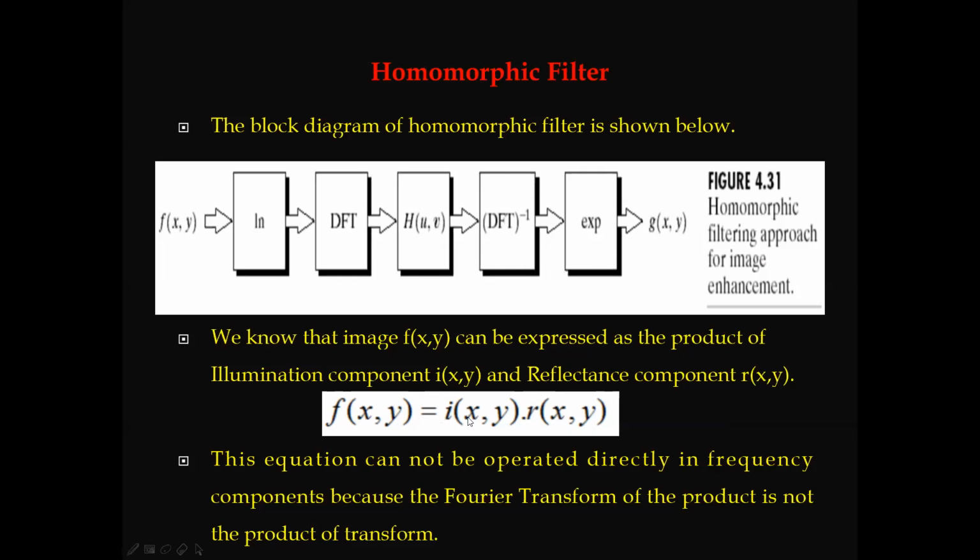So f(x,y) equals I(x,y) into R(x,y). We know very well that an image can be defined in terms of an illumination component as well as a reflectance component. When we define the image in terms of these components, this equation cannot be operated on directly in the frequency domain, because the Fourier transform of the product is not the product of the Fourier transforms.